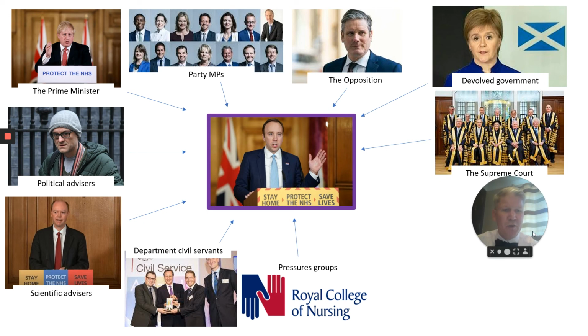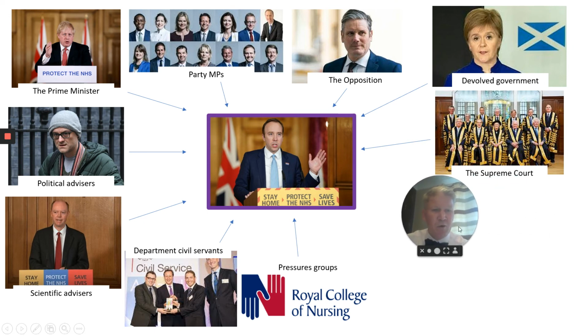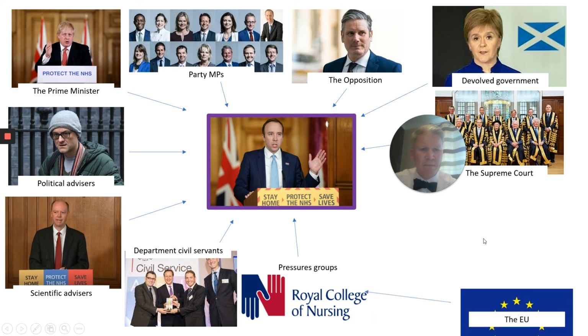Then we have the Supreme Court. The Supreme Court's role, as I've said before, is to ensure that Hancock is not acting illegally beyond the powers that have been given to him by Parliament. So, if some are concerned about individual liberties being restricted, they could take the case to the Supreme Court, who then rule whether or not the government is acting beyond their powers, or ultra vires as it's known.